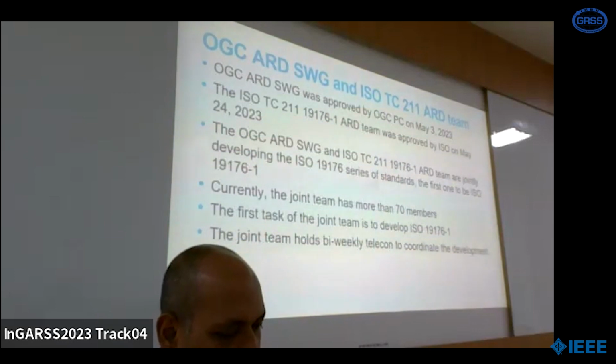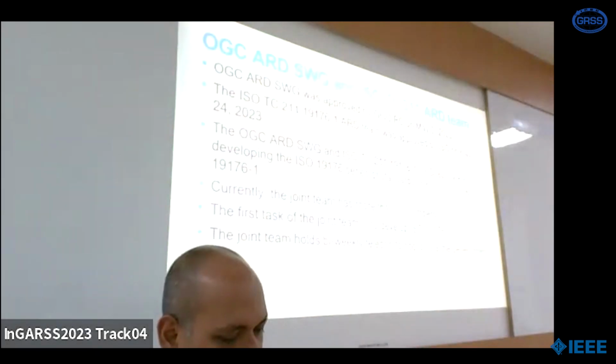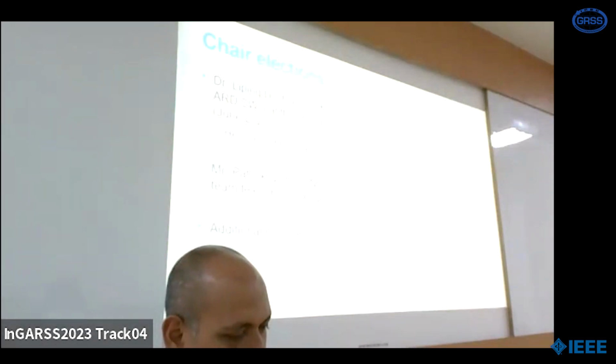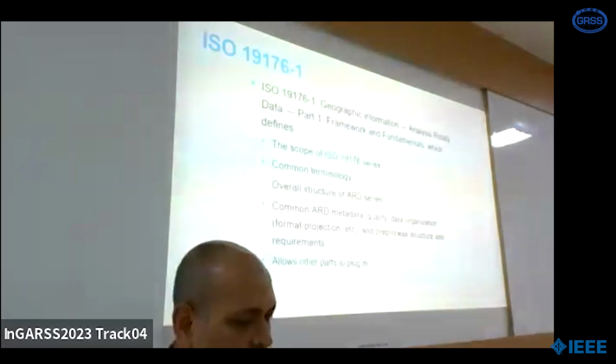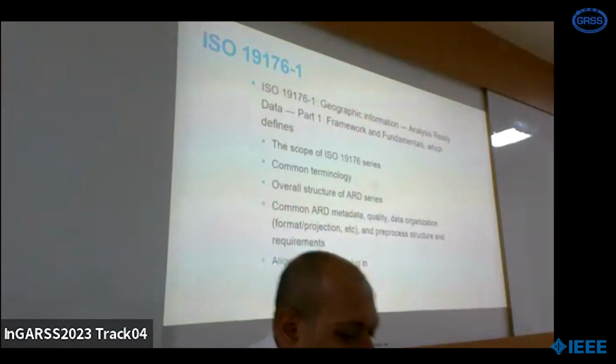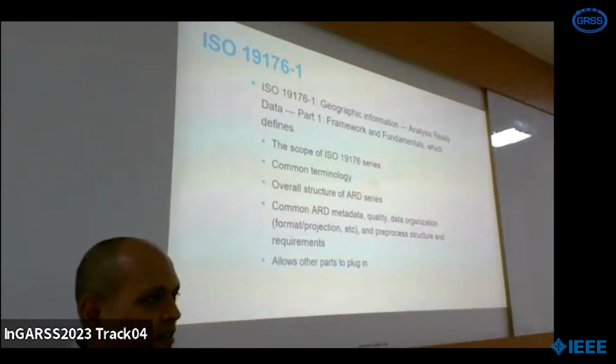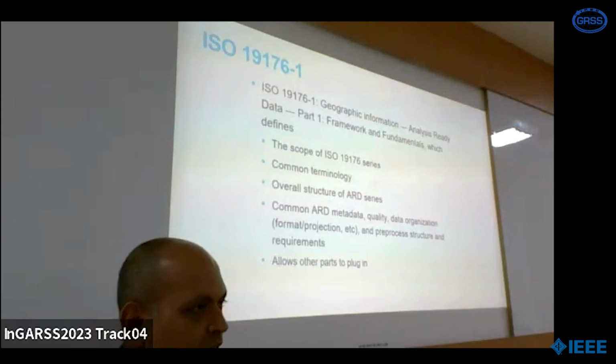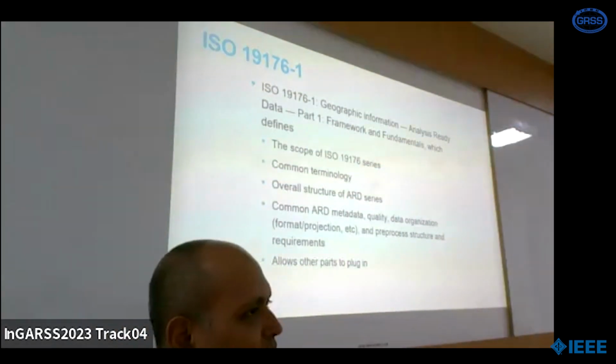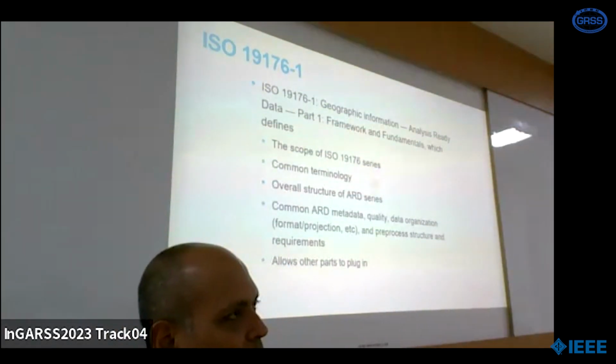These are the procedural things, so we can go faster. Lieping is the chair, Patrick Payne is co-chair. We don't have any nomination from there. The standard name is 19176-1, and hopefully we will have the standard within 2 years. We are already in year 1, so by April or May we should have a first draft.